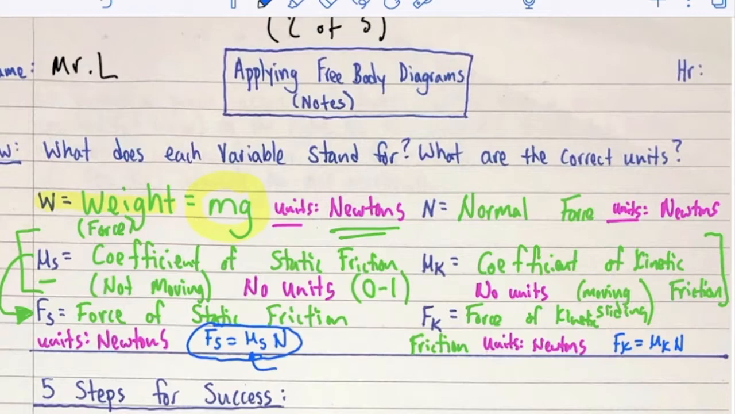Likewise, when you see F sub k, that's for two objects sliding past each other. They'll experience a force of kinetic friction because of sliding. Again, because it's a force, the units are going to be newtons, and your equation is very similar: Fk is equal to mu k times N. So take a second. Sorry, I got a little sloppy with the writing there, but make sure it makes sense. And then we're going to go on to our next part, which is the 5 steps for success.